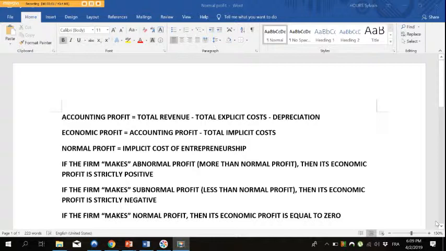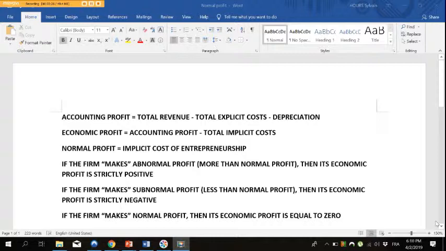The only small detail that you have to take into account is that the accounting profit also includes depreciation. Depreciation does not directly qualify for being an explicit cost, but accountants do take into account the loss in value of physical capital. So just keep in mind that it is included in accounting profit.